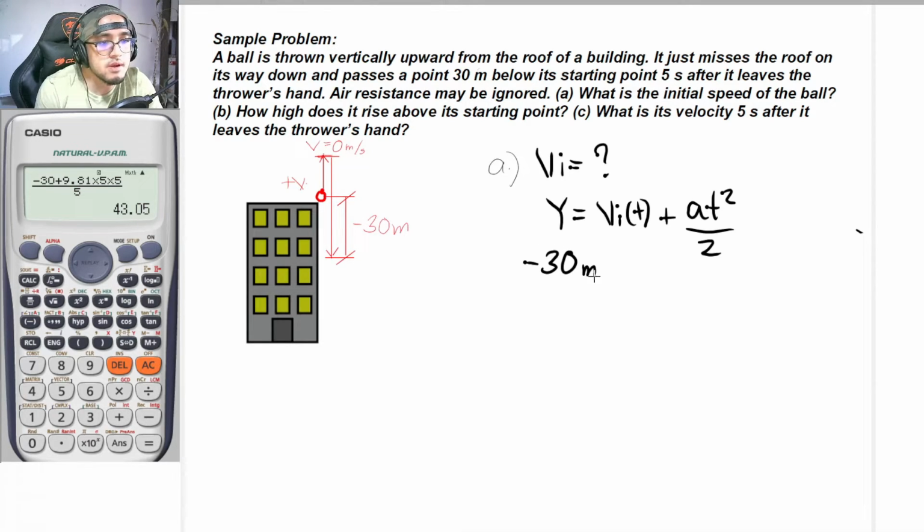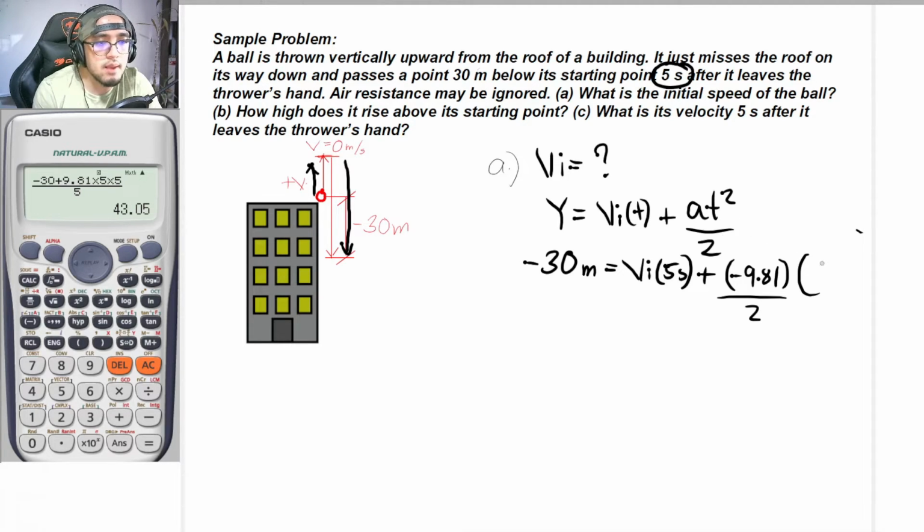So negative 30 meters is equal to Vi times an unknown time. As for your time, it is indicated here that it took 5 seconds to reach this position. So from going up until going down up until this position, it took 5 seconds. So our time is 5 seconds, plus the acceleration, which is negative 9.81 meters per second squared, divided by 2 times, of course, time squared. And our time squared is 5 seconds squared.